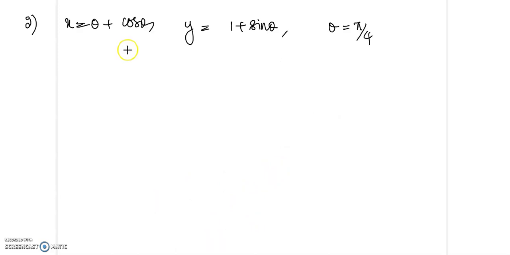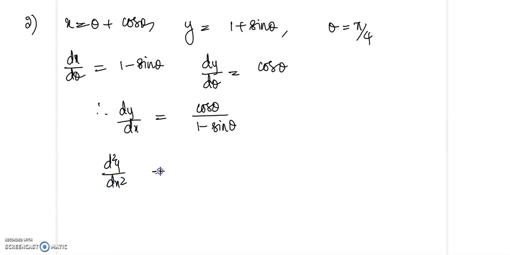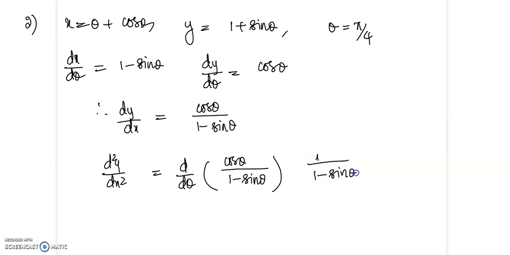x equal to theta plus cos theta and y equal to 1 plus sin theta. So let us find the first and second derivative. So dx by d theta will be 1 minus sin theta, and dy by d theta will be equal to cos theta. So therefore dy by dx is cos theta by 1 minus sin theta, and if you want d square y by dx square, that will be d by d theta of cos theta by 1 minus sin theta into d theta by dx, so that is 1 by 1 minus sin theta.